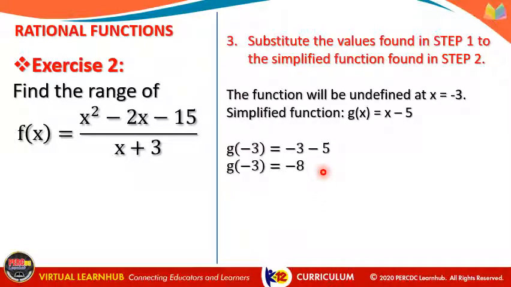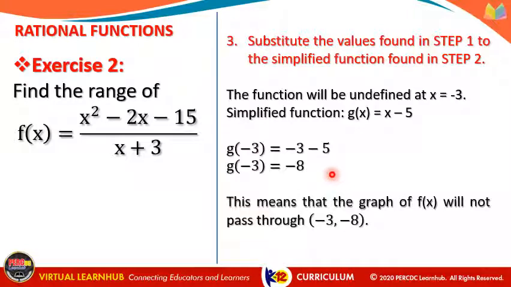Again, hindi pwede na yung x mo ay maging negative 3. Since hindi dadaan yung graph sa negative 3, imposible na makakakuha ka ng sagot na negative 8. Hindi mangyayari yung x na negative 3. Therefore, hindi rin ito mangyayari. Kaya, ano ngayon ang sasabihin natin? Yung graph natin later, hindi dadaan sa negative 3, negative 8. Yun yung lalagpasan. Yun yung lalaktawan ng graph natin.